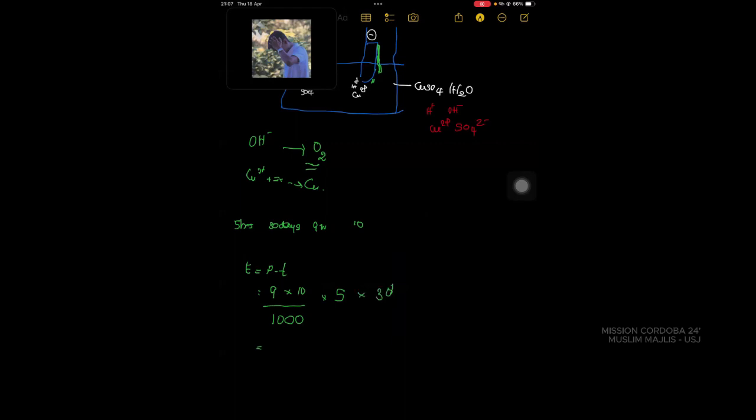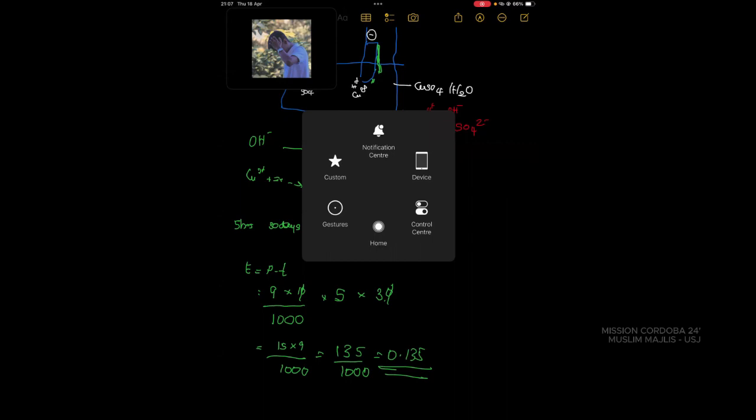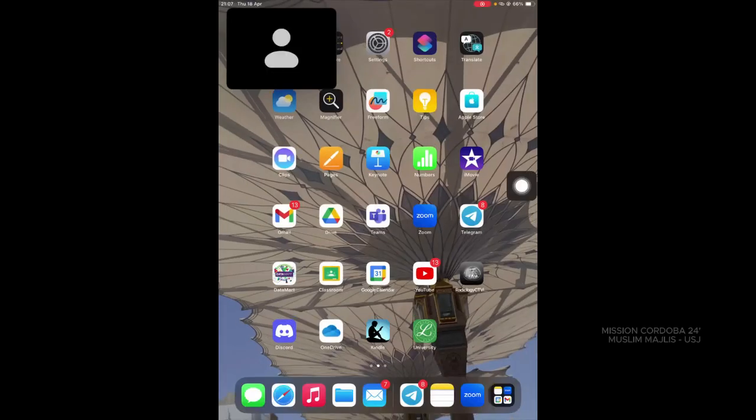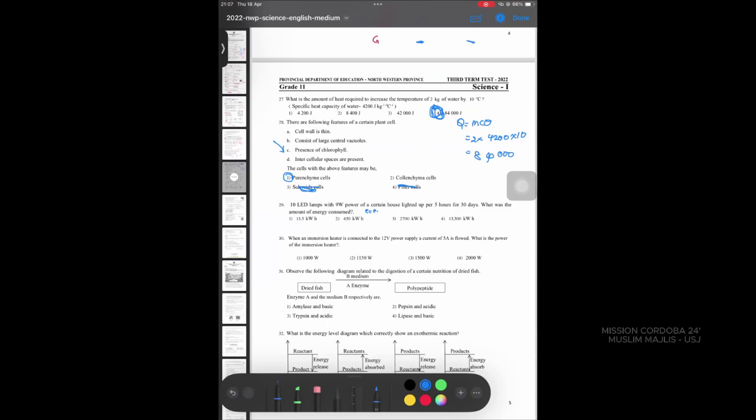So here 5 3s are 15, 15 into 9 is 135, divided by 1000. That is 0.135. Is there an answer like that? No, sir. I think I had to do this all. Wait. So it's 13.5. Did I make a mistake somewhere? 5 hours for 30 days, 9 watts. Wait. 5 hours, 30 days, 9 watts. Did I make a mistake somewhere?